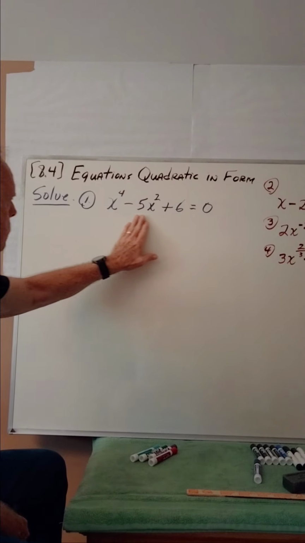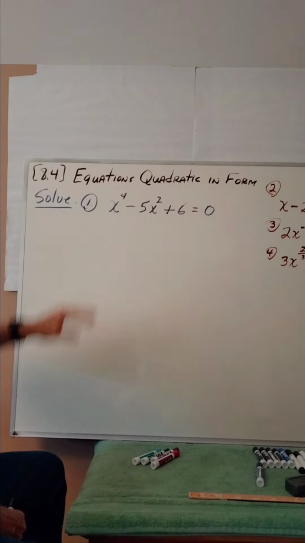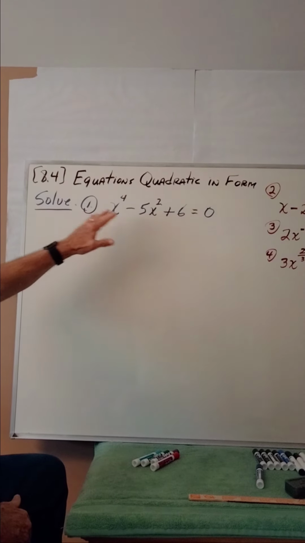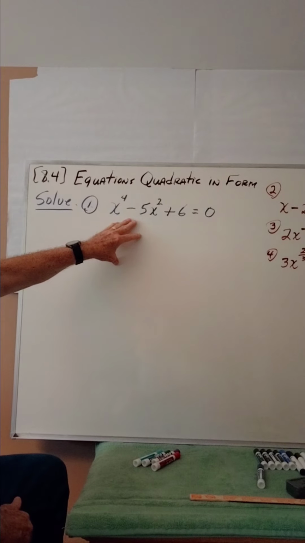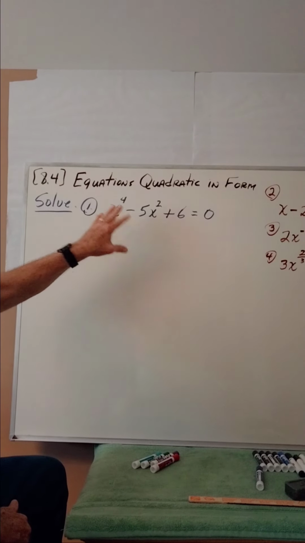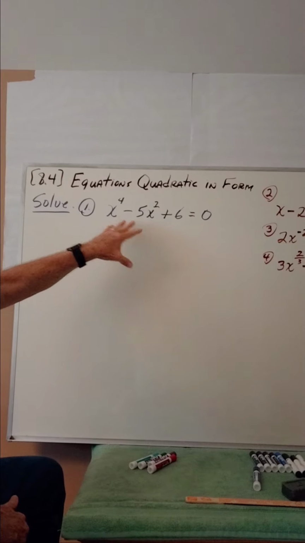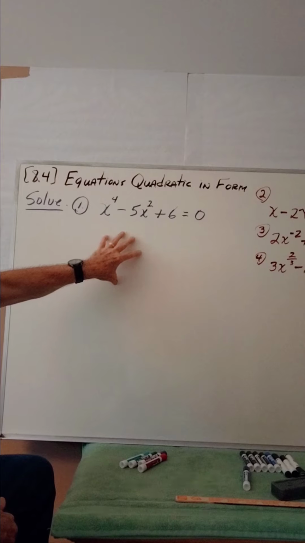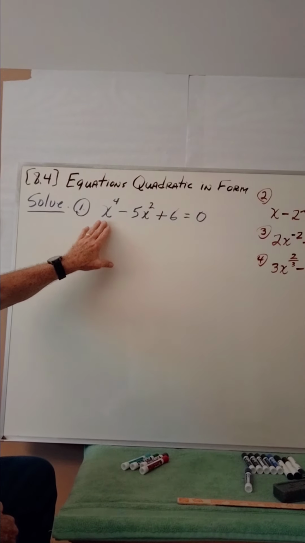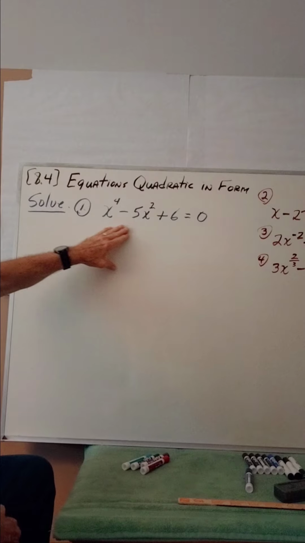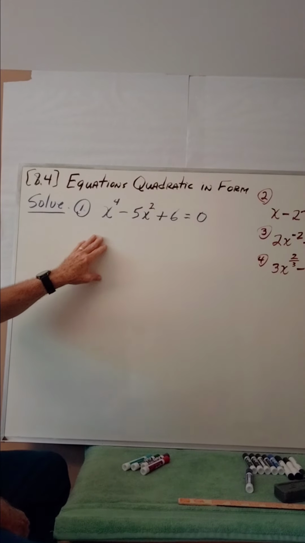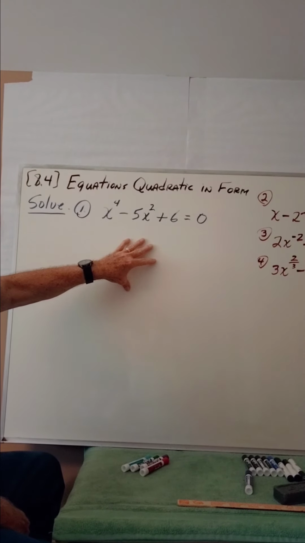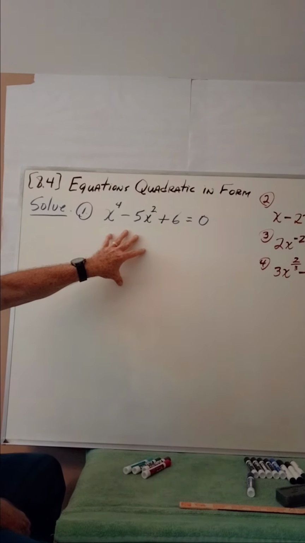When we're looking at the equation for number 1, it is not a quadratic equation, it's simply a polynomial equation. But this happens to be an equation that is quadratic in form, meaning we can transform this equation into a quadratic equation using an appropriate substitution. Now let me give you a few of the ingredients of what it takes for an equation that is quadratic in form to actually, through a substitution, become a quadratic equation.